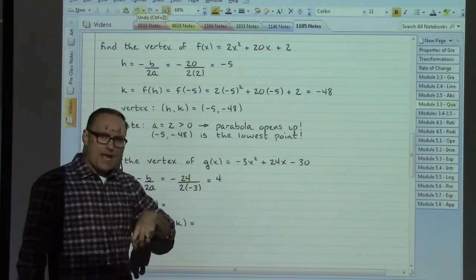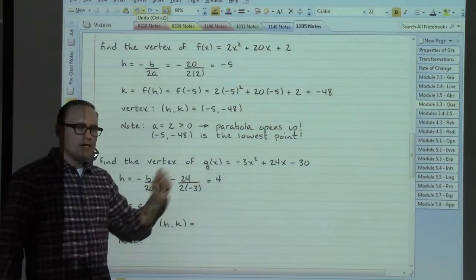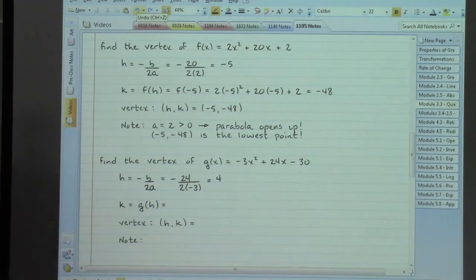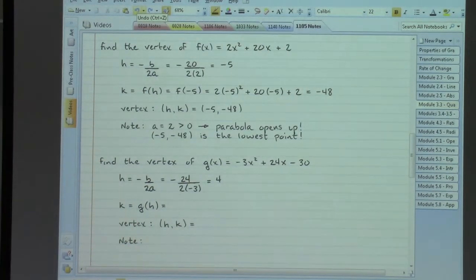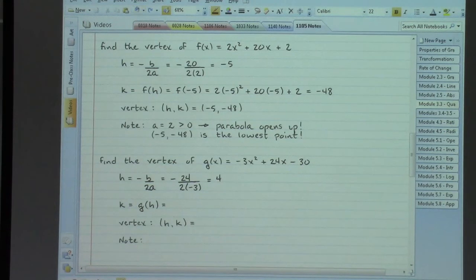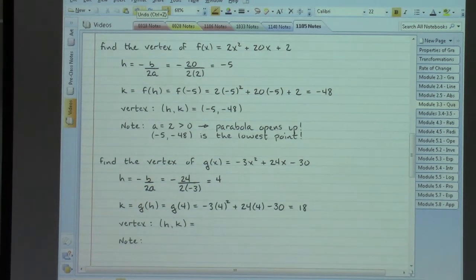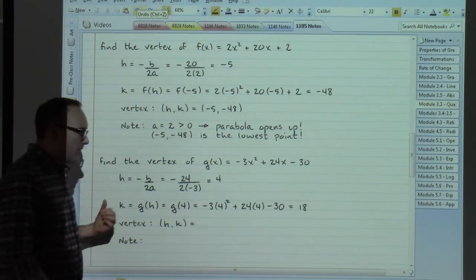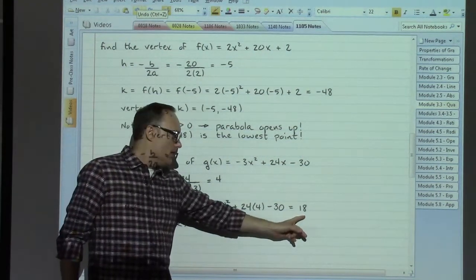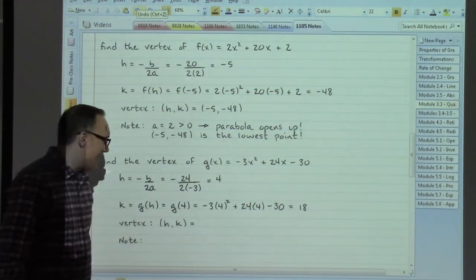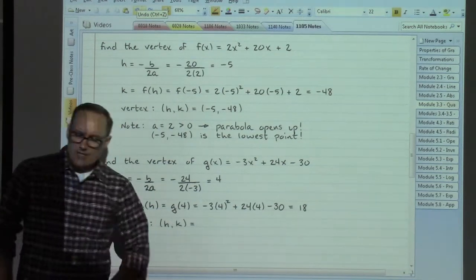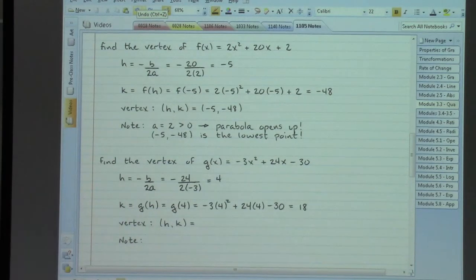We want to take that number 4 and put it into our g function so that we can find the other half of our vertex. So if we do g of 4, that's going to end up cranking us out this k number, and as it happens, that's going to end up being an 18. So our vertex is specifically the point 4, 18.